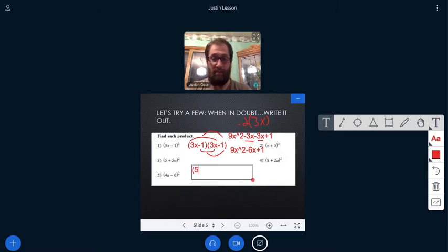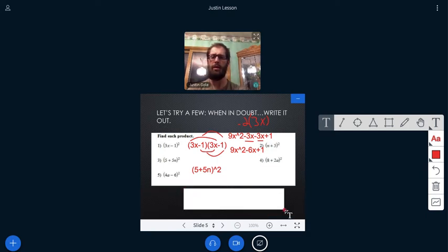So let's try number 3. That's (5 plus 5n) squared. The whole thing is squared. Let's see if you can figure out how to do it the shortcut way at home, remembering it should be a squared plus 2ab plus b squared.